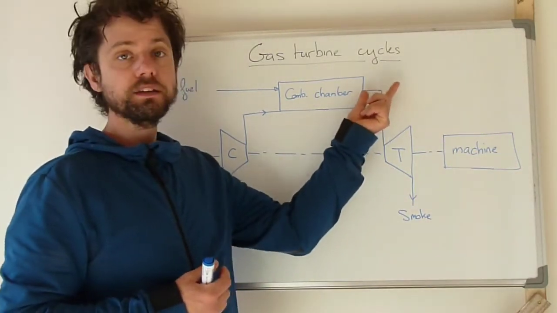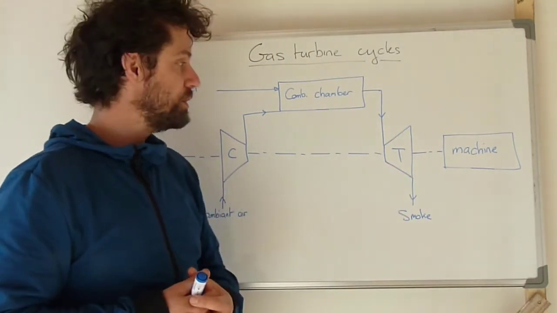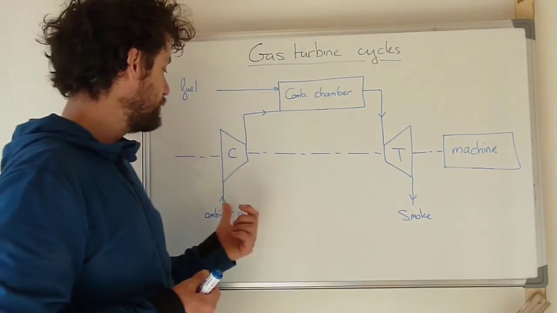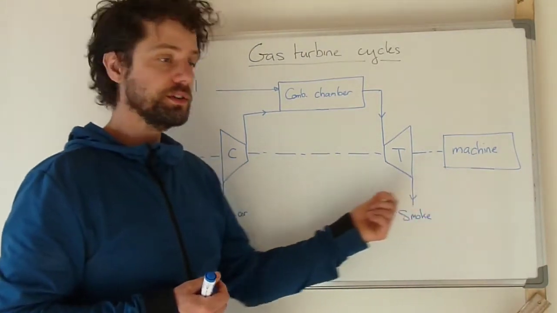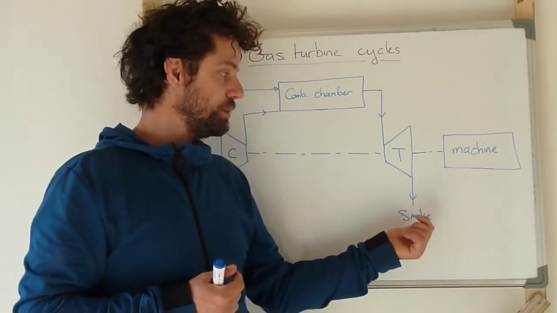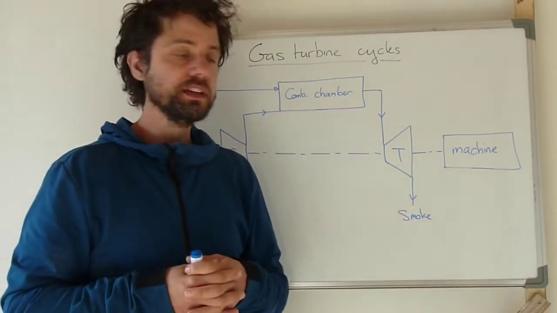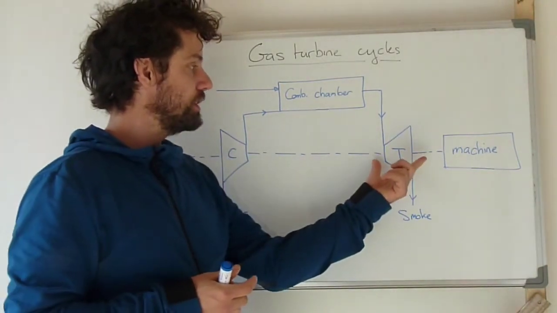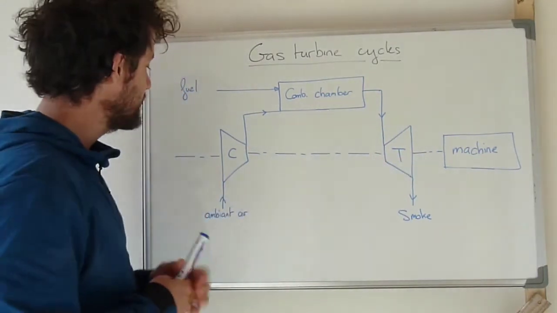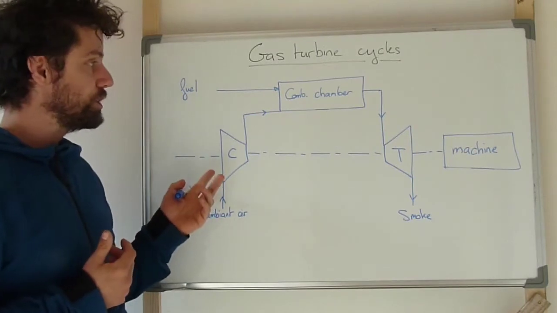Then this high temperature gas will be expanded in the turbine until the atmospheric pressure, the same pressure as the one we have at the inlet, and then we have the exhaust for the smoke. The technical work that is provided here by the turbine is higher than the technical work received by the fluid in the compression.